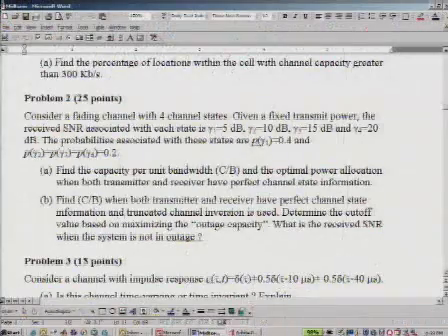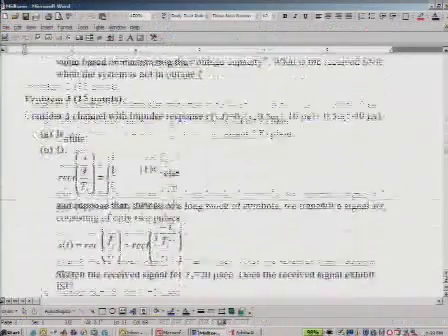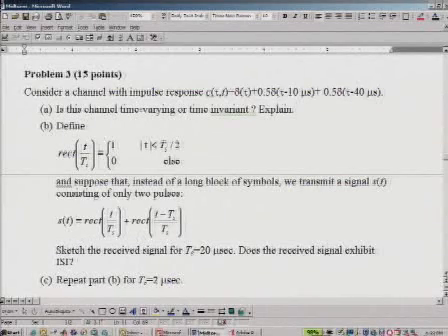Okay, let's go on with 3. So here we have this impulse response, which is three impulses. One at 0, one at a delay of 10 microseconds, and one at a delay of 40 microseconds with weights 1/2. So the first question is very easy, right?